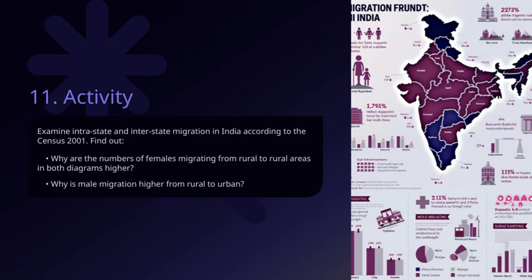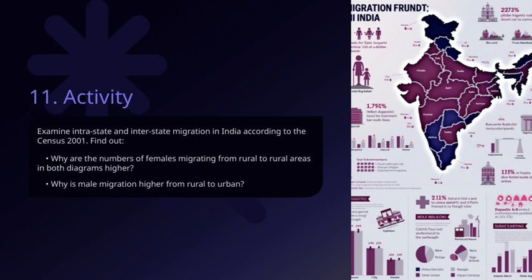When we examine intrastate and interstate migration in India based on the census of 2001, we notice some interesting patterns. Intrastate migration, that is, movement within the same state, tends to be quite common, especially in large states with diverse regions, because people are often seeking better local opportunities or reuniting with family.